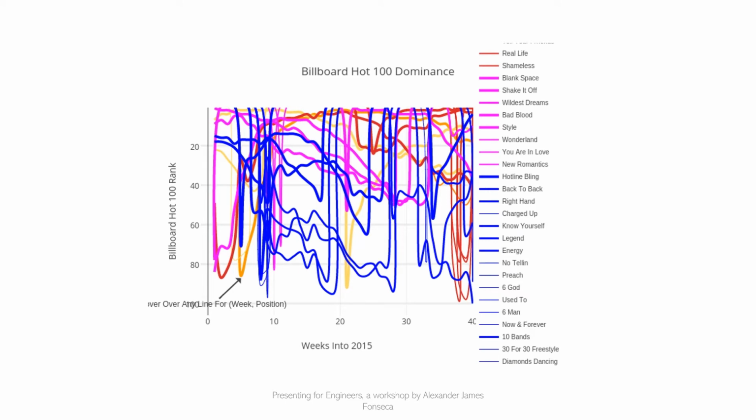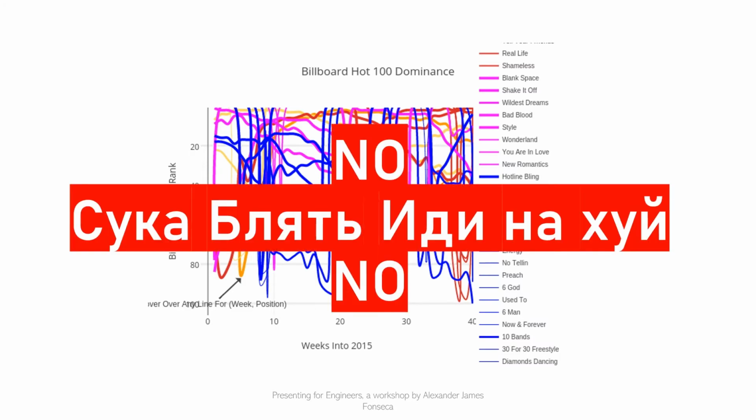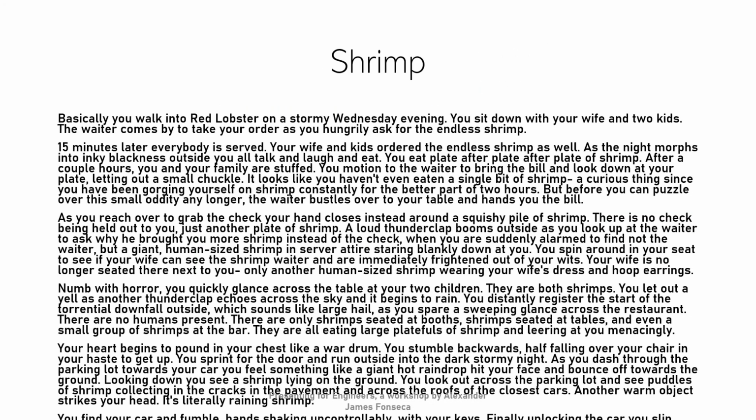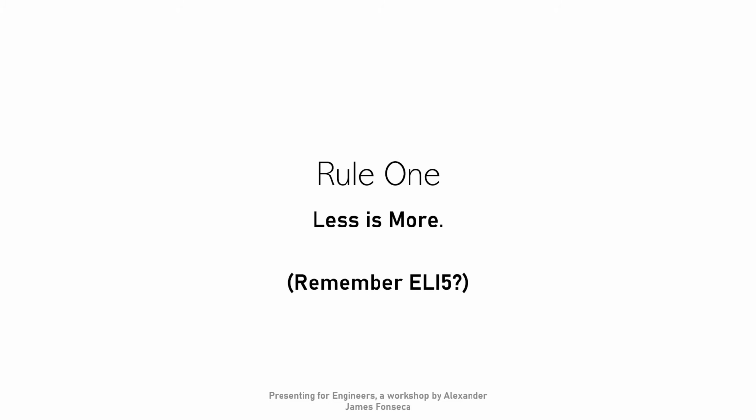This is just a good example of a bad example, right? If I ask you to identify that particular line that means blank space, I don't think you can because there's just so much going on and there's so much to parse and it's not easy for a brain to latch onto that, right? So please don't do that. Another example of less is more is that if I show you something like this, all you're going to be thinking about is like Red Lobster, Stormy Wednesday Evening. You're not going to be listening to me. You'll be trying to read this shrimp story instead. So please don't do that, right?